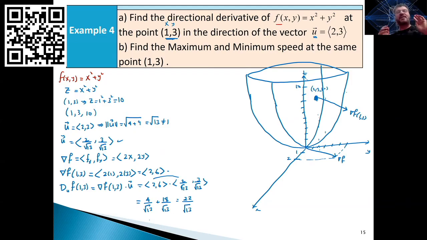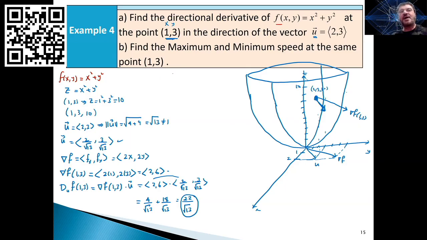This is the velocity of the object that is going in the direction of u. u is the same as that, it's (2, 3). Here is 2 and 3, so this is u. So if this object is going in the direction of u, the velocity is the directional derivative, 22 over the square root of 13. This is the velocity of the object if the object is going in the direction of u.